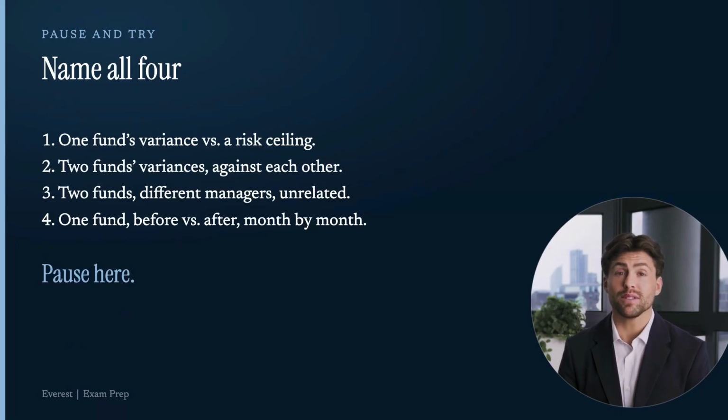Here's one for you, in the reading zone style. 4 short scenarios. 1. Comparing the variance of a single fund against a risk ceiling. 2. Comparing the variances of two different funds against each other. 3. Comparing the means of two funds run by different managers. Unrelated samples. 4. Comparing the same fund's returns before and after a manager change, month by month. Name the test for each.